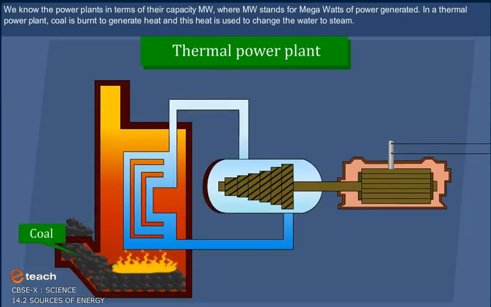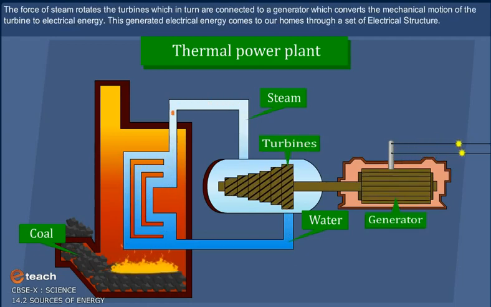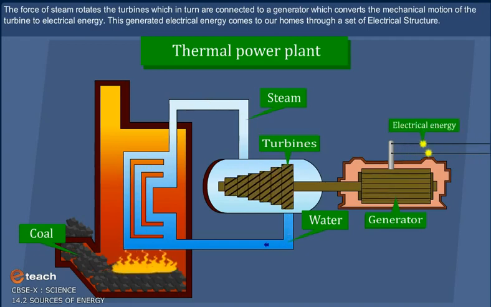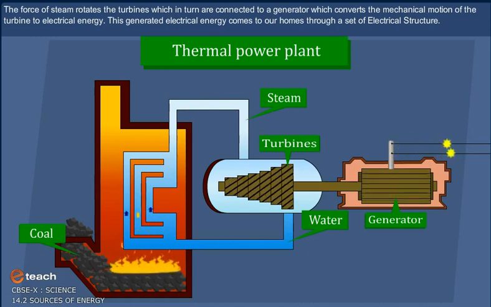In a thermal power plant, the coal is burned to generate heat, and this heat is used to change the water to steam. The force of steam rotates the turbines, which in turn are connected to a generator which converts the mechanical motion of the turbine to electrical energy. This generated electrical energy comes to our homes through a set of electrical structures.